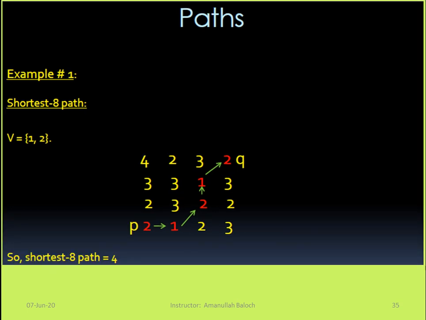Shortest 8 path is equal to 4. 1, 2, 3, 4. After 4 connections, we have reached the position of P. From P to Q, the path exists.